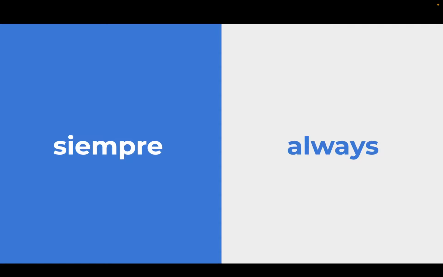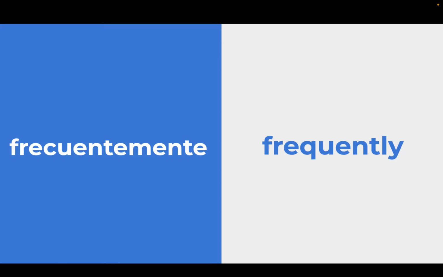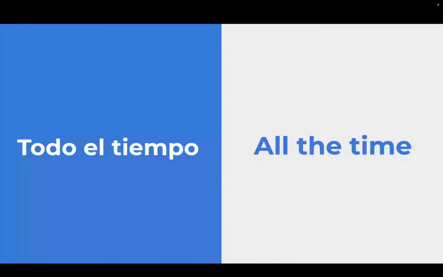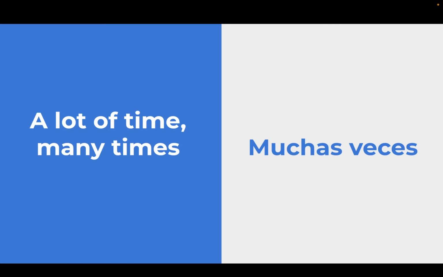Siempre, a classic one. I always played soccer with my friends. Generalmente, generally. Frecuentemente, frequently. Por un rato, for a while. Rato is like a little bit of time. Todo el tiempo, all the time. Muchas veces, a lot of the time, many times. Sorry, I switched the English and Spanish on you here on this one.